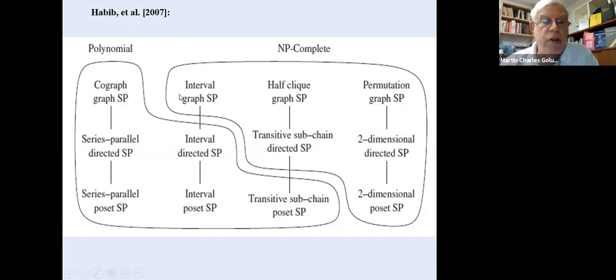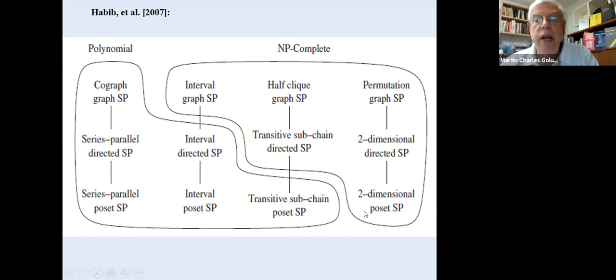And here is what they found. They found a whole bunch of dichotomies. They found polynomial versions for the co-graph sandwich problem, this we knew was polynomial. Here you have this graph problem. All the problems on the top layer are graph. The ones on the medium one are for the directed sandwich problem. And the ones at the bottom are for the Poset sandwich problem. So we have sort of three levels of problems: graph sandwich, digraph sandwich, and Poset sandwich.